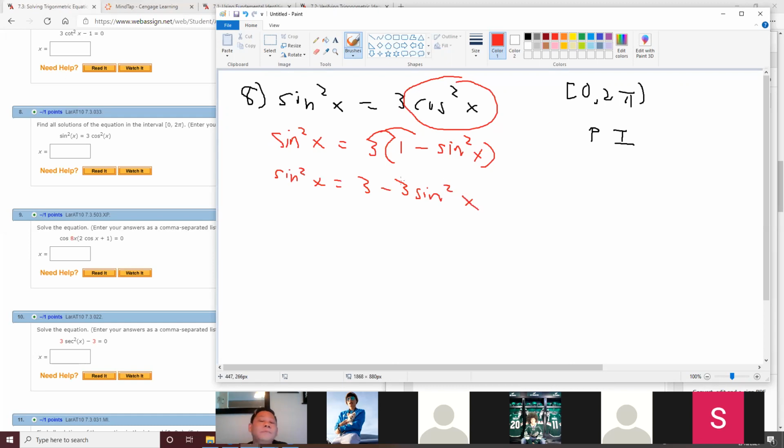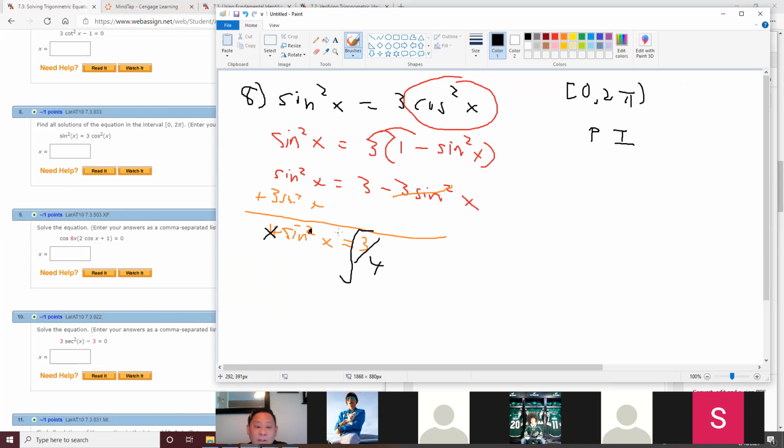Anyone know what to do next? Plus 3 sine square x to get rid of it, right? So how many sine square x do we have in this case? 4, because 3 plus 1 is 4. Now, how do we solve for x here? Divide by 4. Divide by 4, very good. Followed by what? Square root. Square root it, very good.